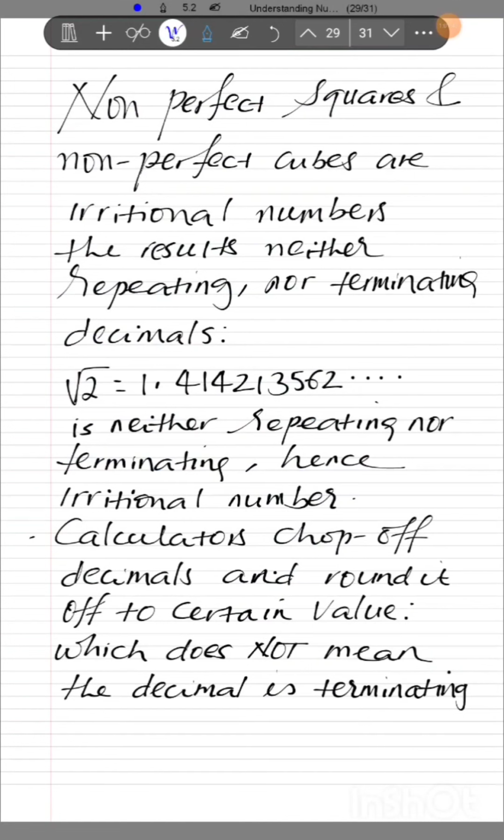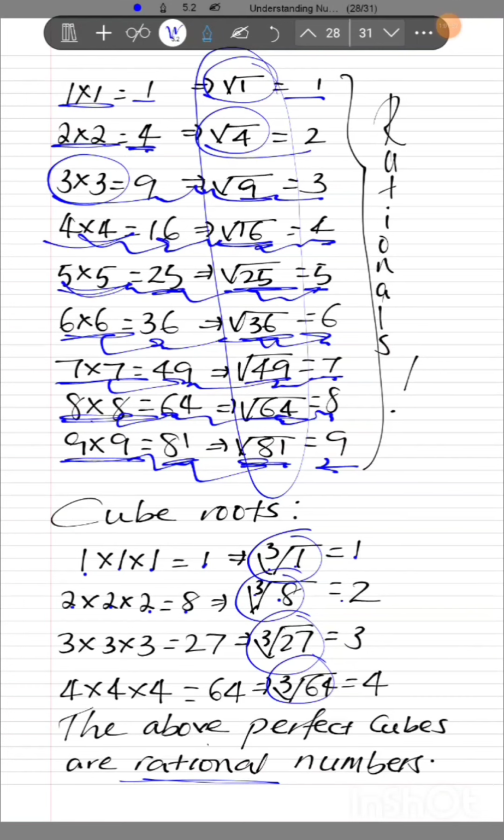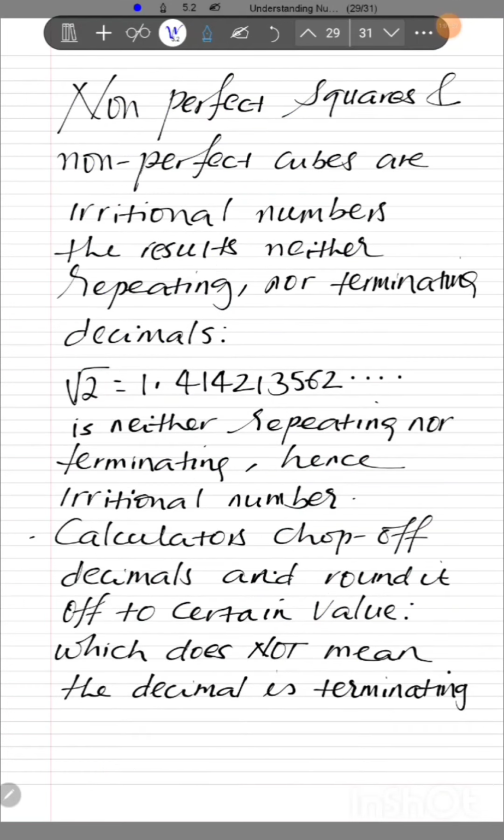So, non-perfect squares and non-perfect cubes are irrational numbers. These are the perfect squares and perfect cubes we talked about. With them we find neither repeating nor terminating decimals. When we put them into our calculator, the calculator chops off after a certain digit and gives us rounded values, which does not mean these numbers are terminating. Square root of 2 is not terminating, is not repeating. So something which is neither terminating nor repeating is irrational. That's the thing.